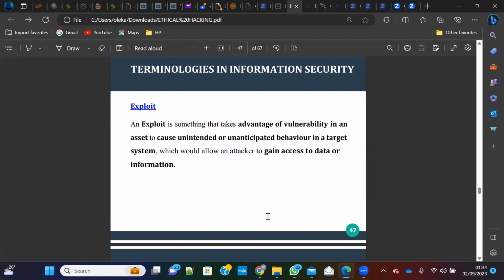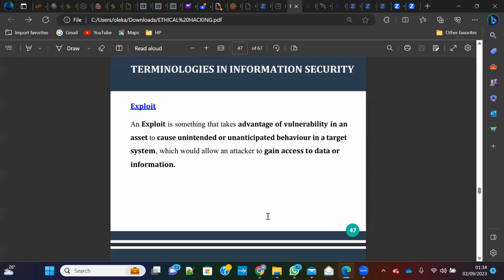And since we are talking of machines here, an exploit is usually a code, so you don't get lost. This code is written in such a way that it takes advantage of whatever vulnerability a system has. That is why vulnerability management is one of the first critical steps in protecting an asset. Okay, so that is what an exploit is.